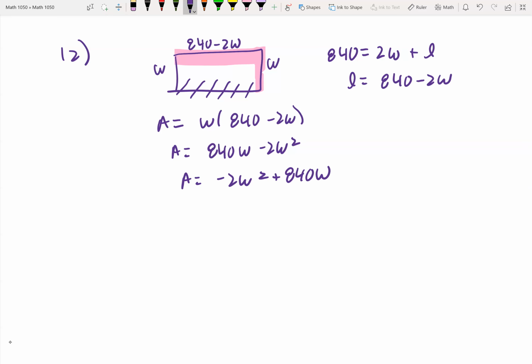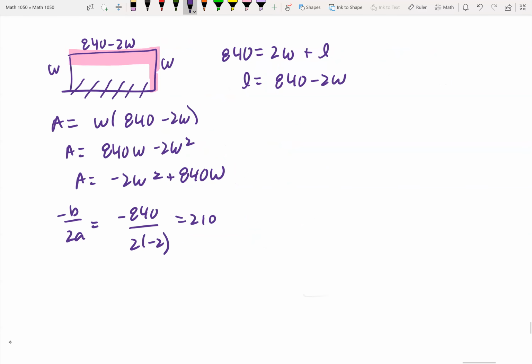Now I'm trying to maximize it. So that's negative b over 2a. So that's negative 840 over 2 times negative 2. So that's 840 divided by 4, which is 210. Now that's the width that's going to make the maximum area. And the question is, find the dimensions and the area.